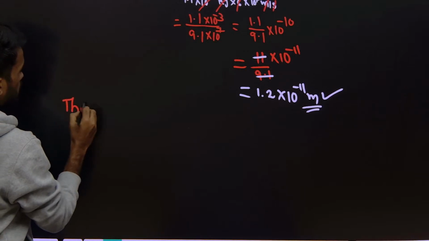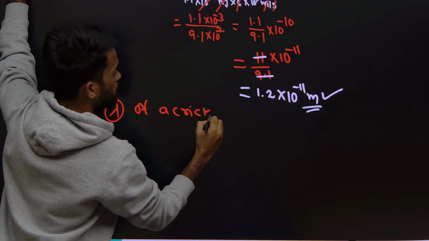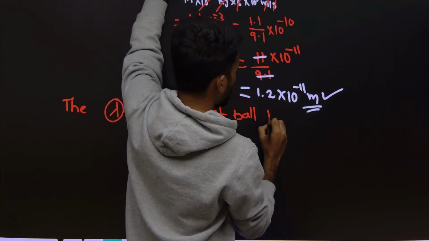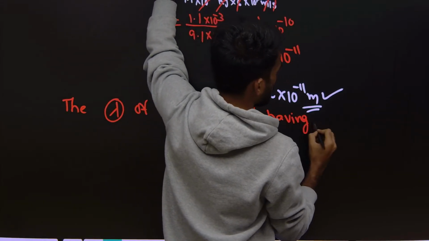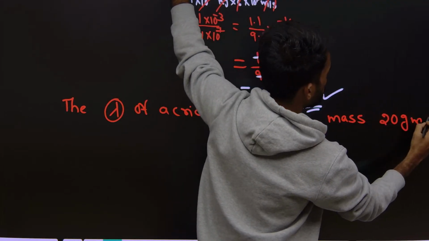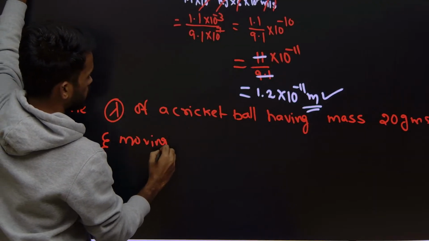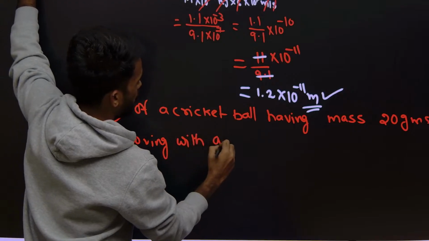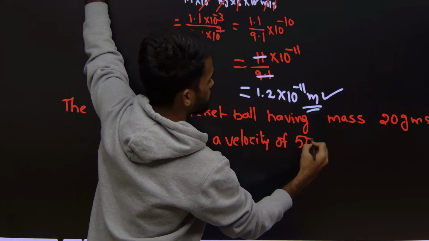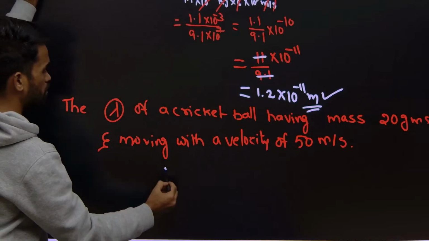The wavelength of a cricket ball having mass 20 grams and moving with a velocity of 50 meter per second. So just tell me lambda here.